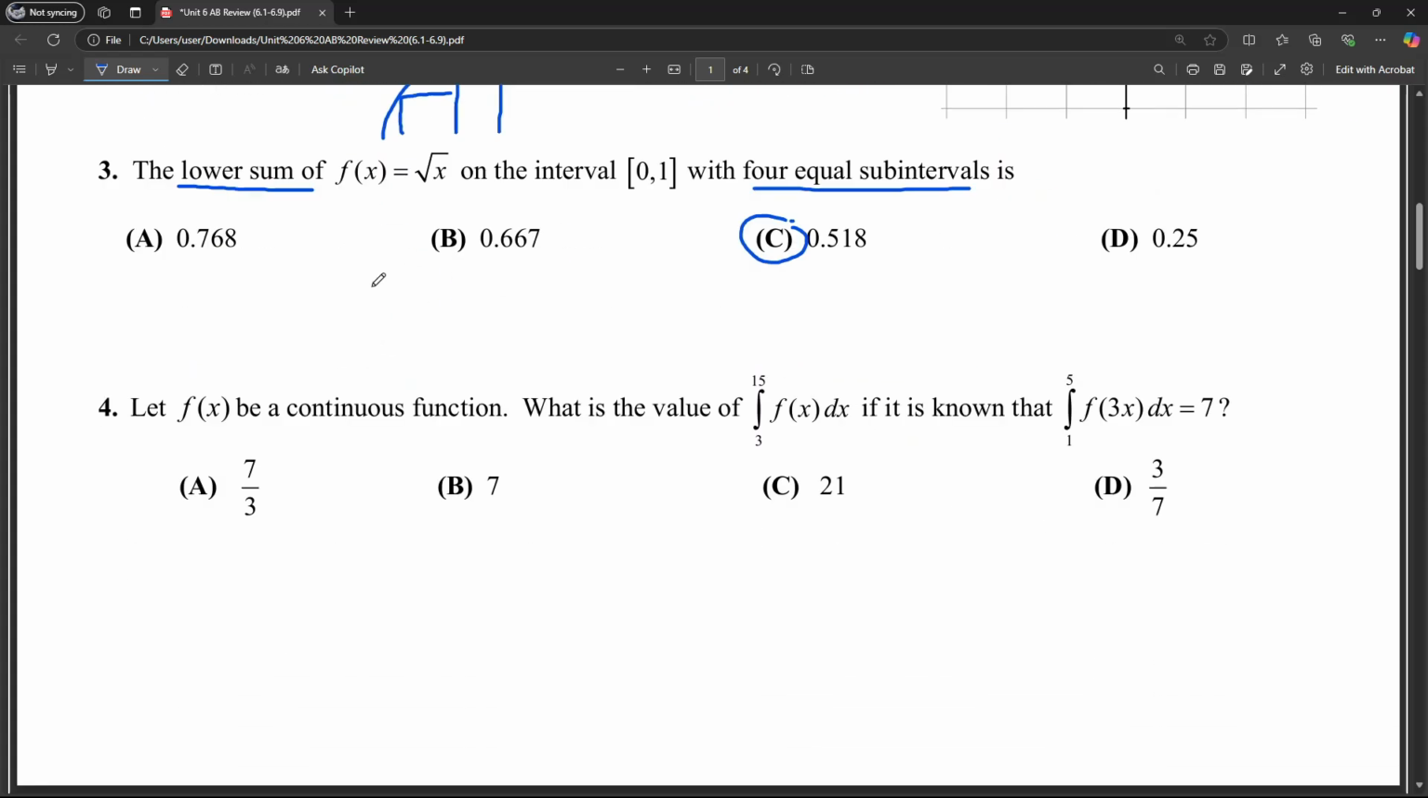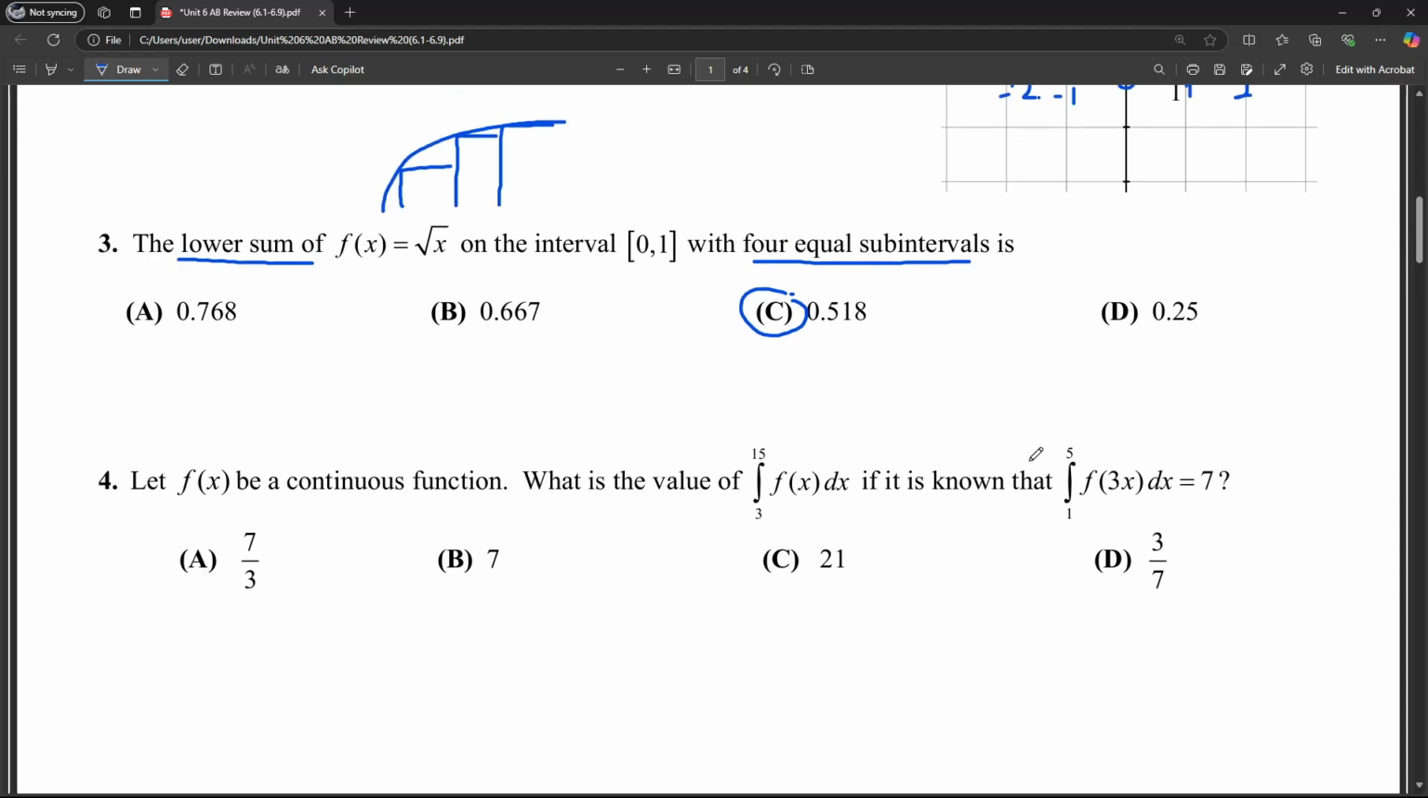Alright, this one was a little bit weird, but we got the answer today, so I'm going to show you how to do it. So we have f of x being a continuous function. What is the value of the integral from 3 to 15 of f of x if it's known that the integral from 1 to 5 of f of 3x equals 7? Alright? So here's what we're going to do.